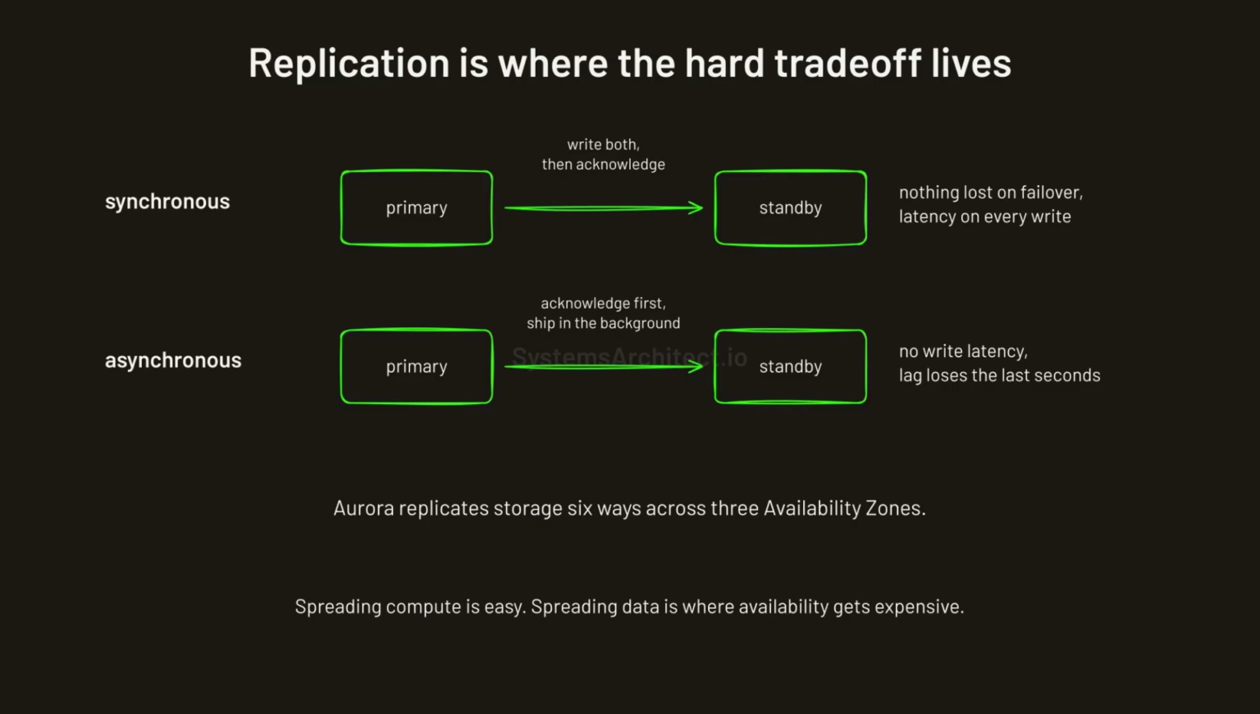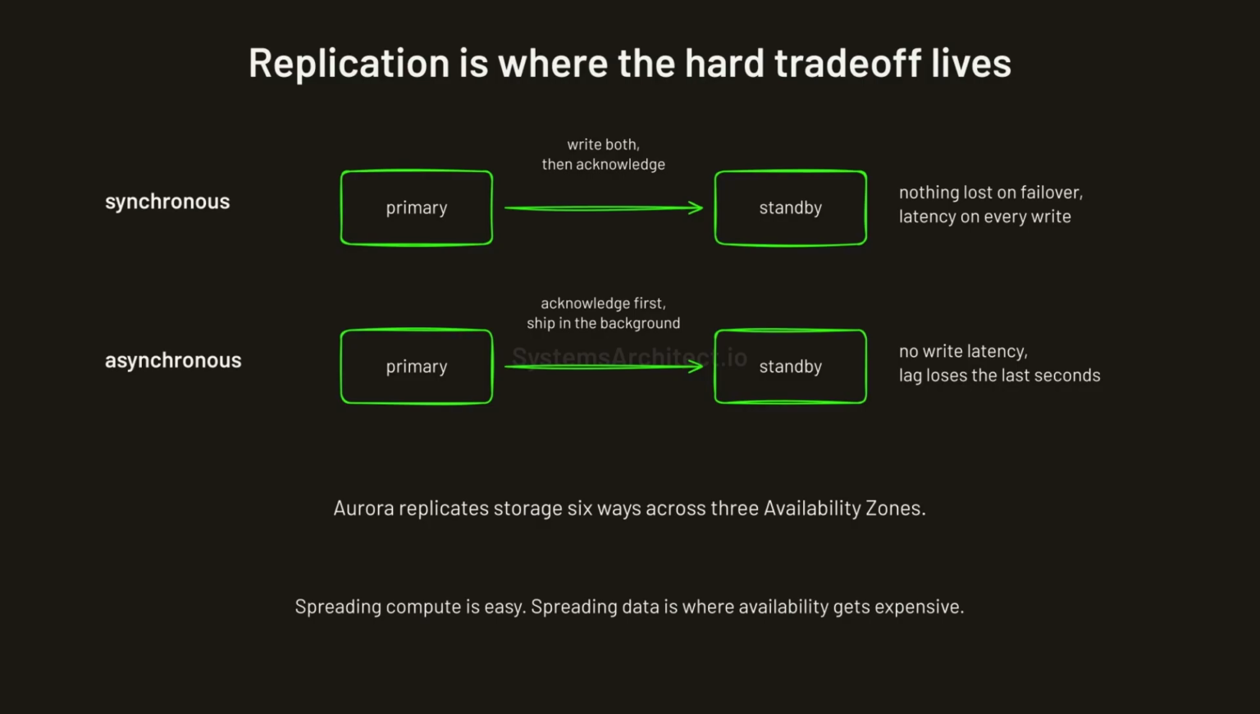Synchronous replication writes to both copies before acknowledging the client. The standby loses nothing on failover. The cost is latency on every single write. That is why it is practical across zones and painful across regions. Asynchronous replication acknowledges immediately and ships changes in the background. It adds almost no write latency. The cost is replication lag. A failover can lose the last few seconds of writes.